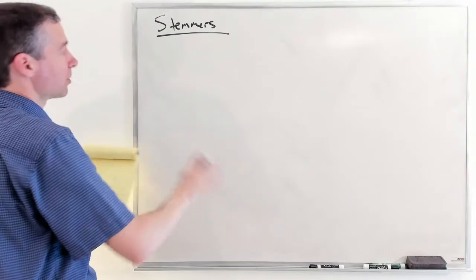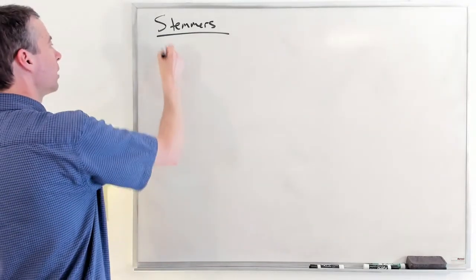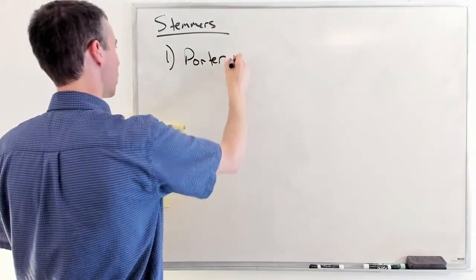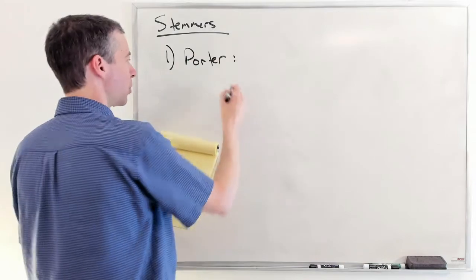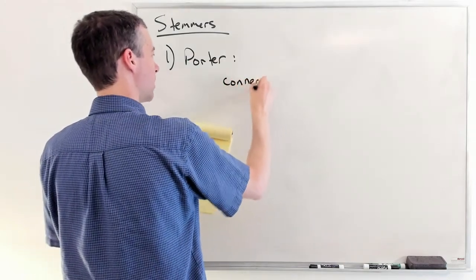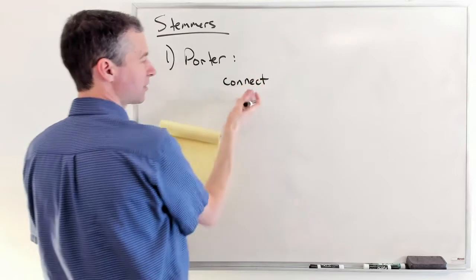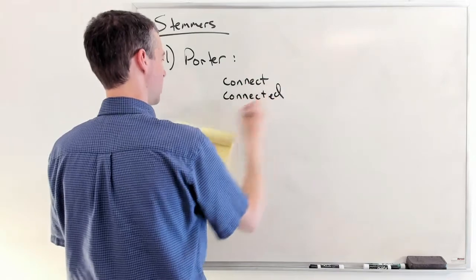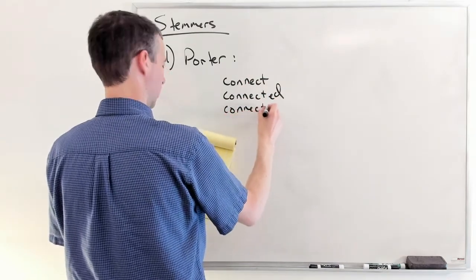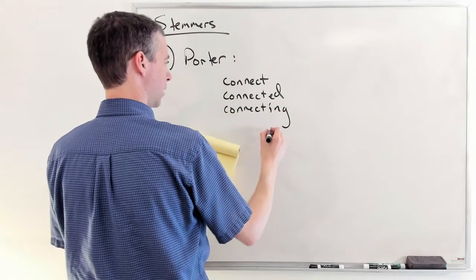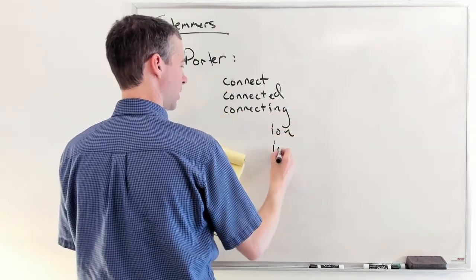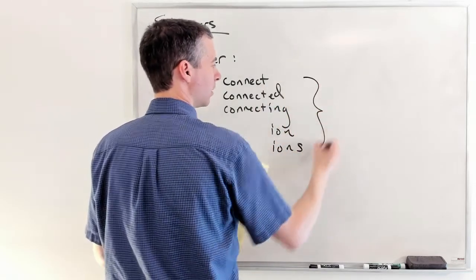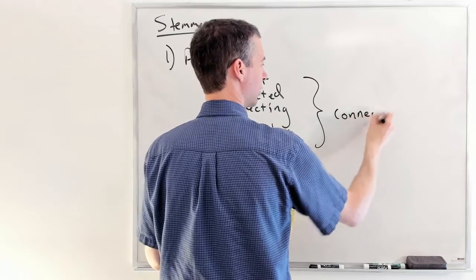Nevertheless, there are two widely known and widely used stemmers, especially in the research community. One is the Porter stemmer, which has been around a long time. Porter gives these examples that all have the stem connect. So you've got connect, connected, connecting, connection, connections, plural, etc. All of these have as a stem the word connect.